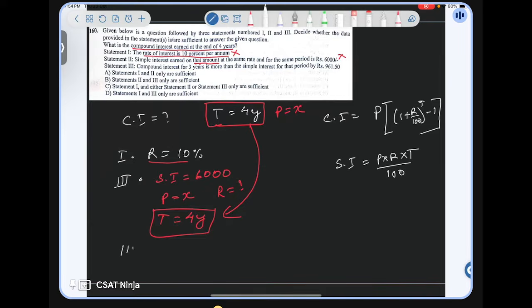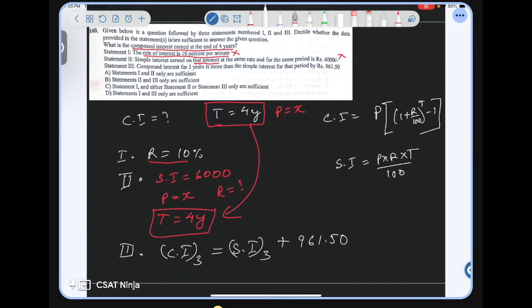3 says 1, 2, 3. Statement number, oh, this should be statement number 2. Statement number 3 says compound interest for 3 years is more than the simple interest for that period by 961.50.